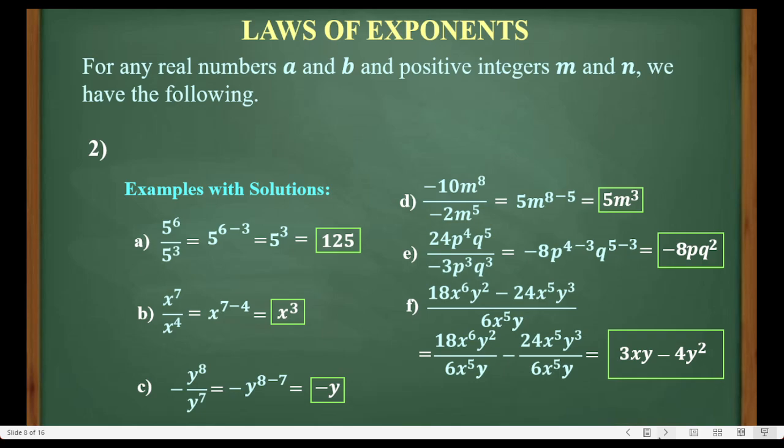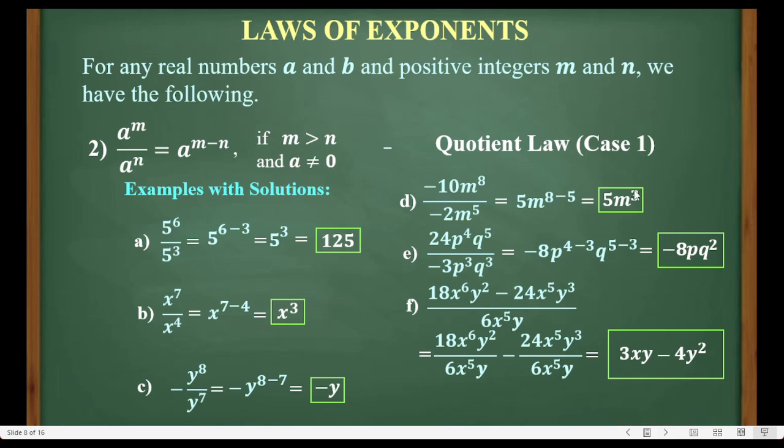And based on the following examples from this slide, the law that we applied from each of these items from A to F is what we call the quotient law under case number 1. So the quotient law states that a to the m divided by a to the n will give you a raised to m minus n, provided that the exponent of the numerator is greater than the exponent of the denominator. And a here, the base of the denominator, must not be equal to 0. Okay.